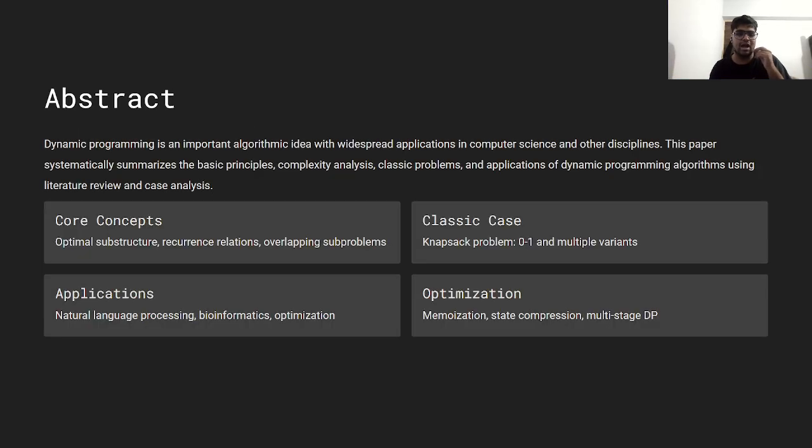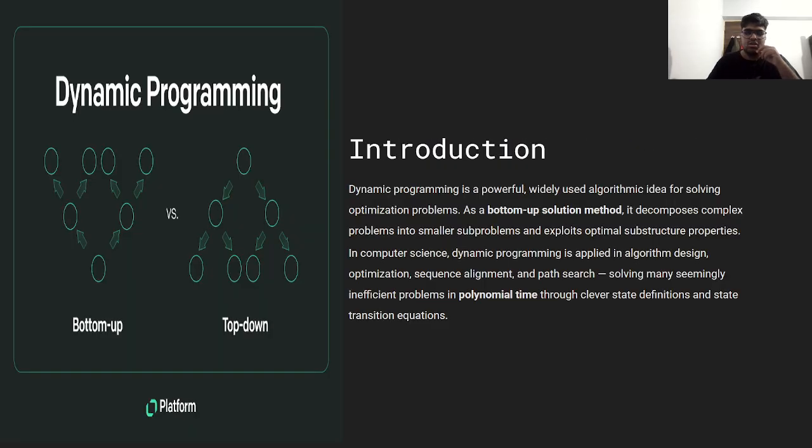Here, we are going to look at what the research paper glosses over in a presentation form. We are going to go over the core concepts such as optimal substructure, recurrence relations, and overlapping subproblems. We are going to look at one of the classic cases of dynamic programming, the 0-1 knapsack and its variants. We are going to look over the applications of dynamic programming in the real world and some optimization strategies which we use to reduce the time complexity and computational time of these algorithms. Now let's begin with the introduction.